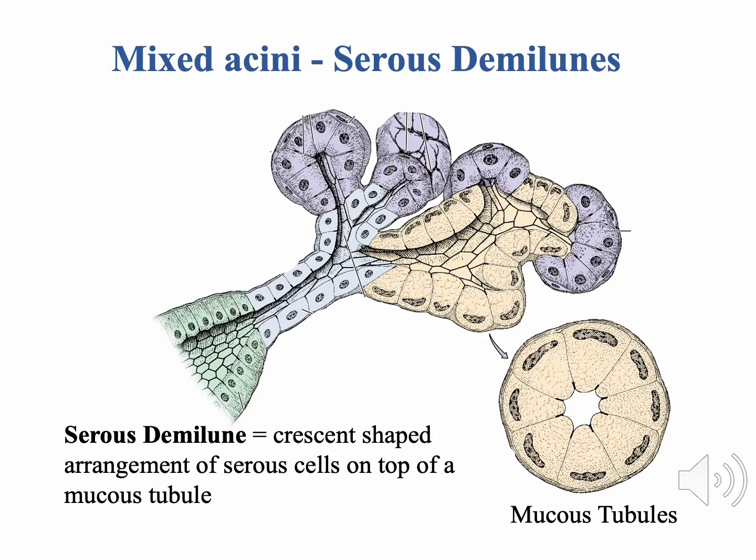The last type of acini is the mixed acini, which is composed of both mucous cells as well as serous cells. And these serous cells tend to have a more crescent shape, and they are perched on top of the mucous cells. So we coin these the serous demilunes.